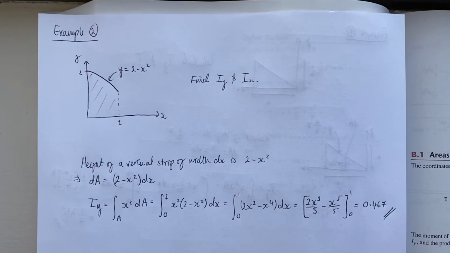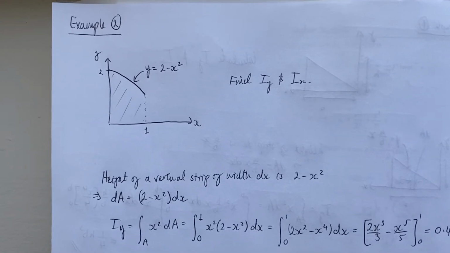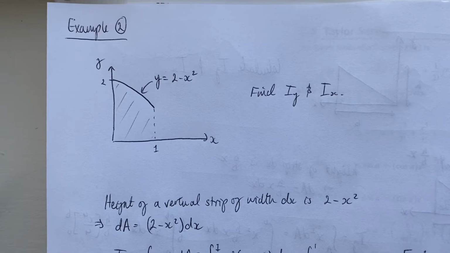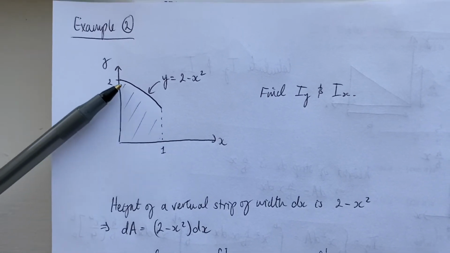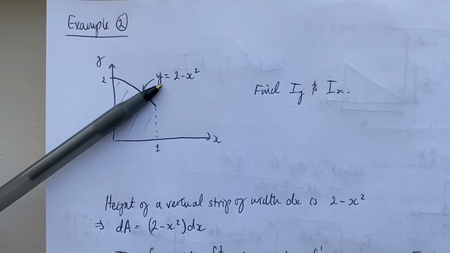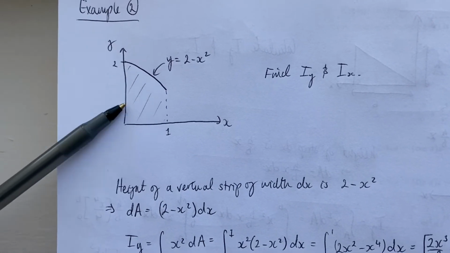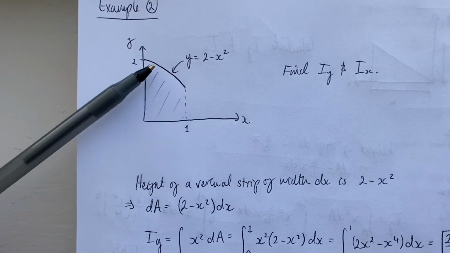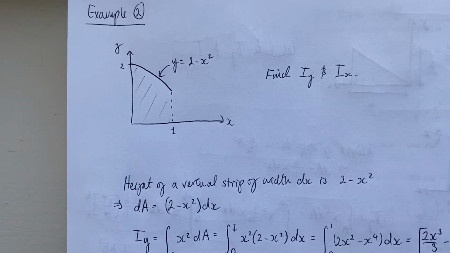So finally for today then, we're just going to take a look at this example here, where we're going to calculate the moment of inertia about the x and y axis of this area below this curve, y equals 2 minus x squared. So we're looking at the area bounded between the positive x and y axes and this curve between x equals 0 and x equals 1.